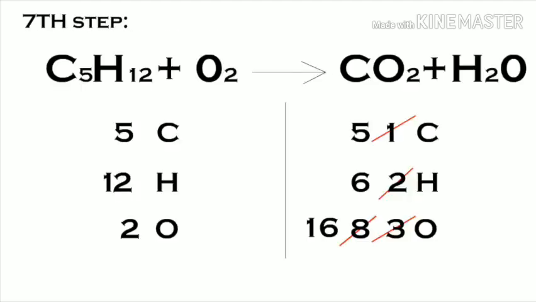Seventh step, balance the oxygen atoms. Remember that the oxygen increase on the right has to be accounted for. So we'll be adding a coefficient on the left side, which is the number 8, so that you have 16 atoms on each side.